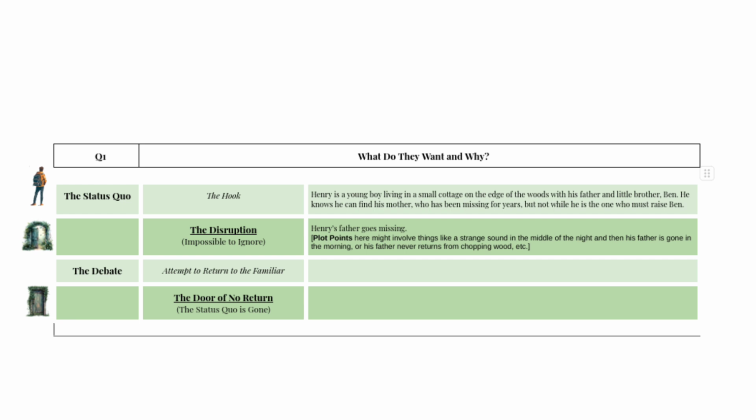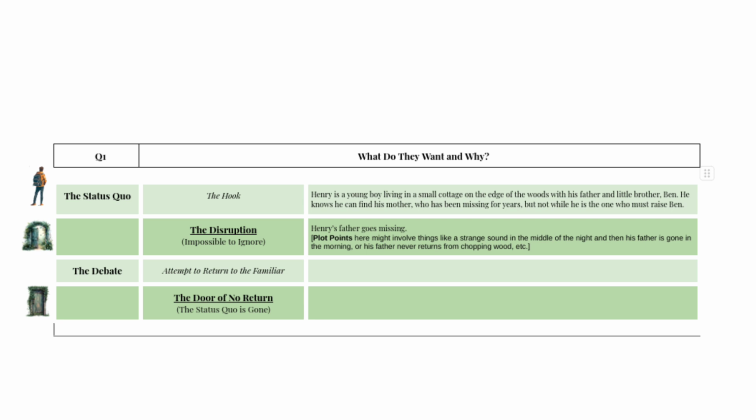This leads to the second phase of the first quarter, which is the debate. So now there's a debate about what to do. The stage of hesitating outside of that door of no return, trying everything they can not to go through it. And so there's usually an initial refusal of the call here, to use classical story beats, but I prefer using the broader title of debate because it's easier for me to conceptualize.